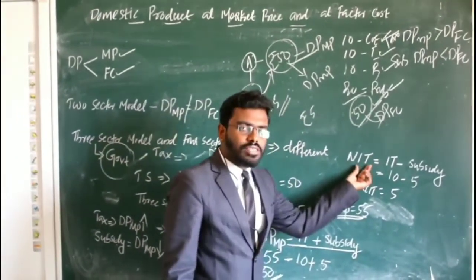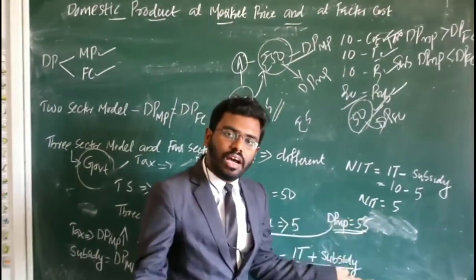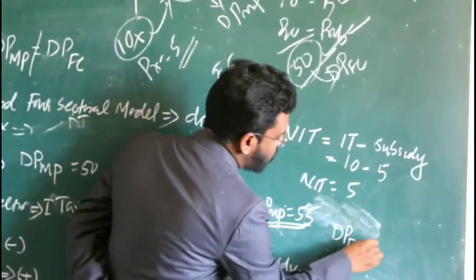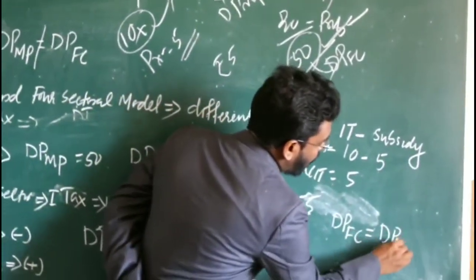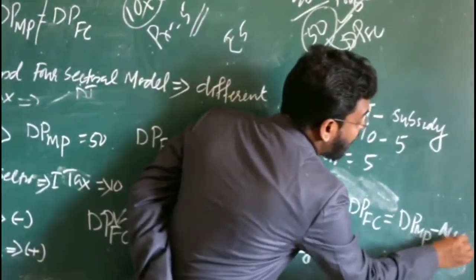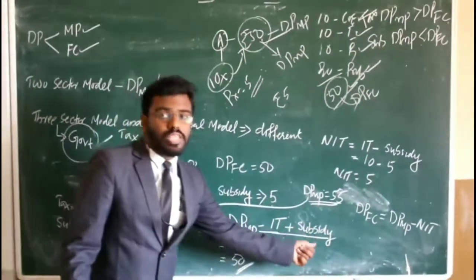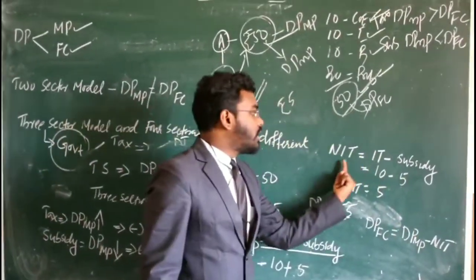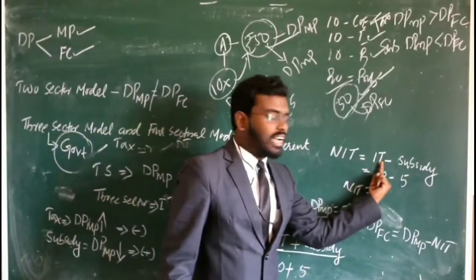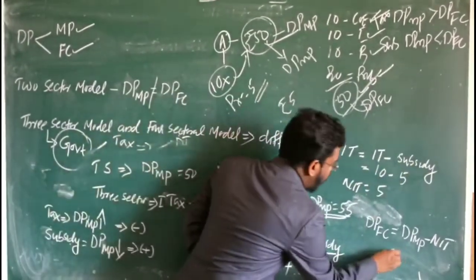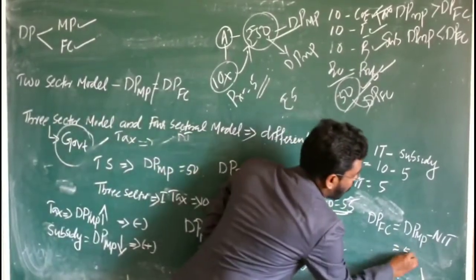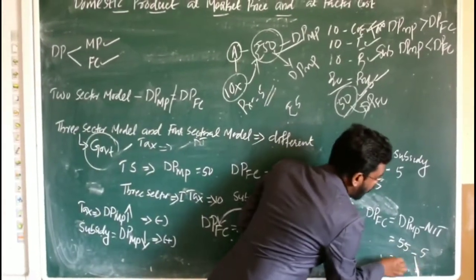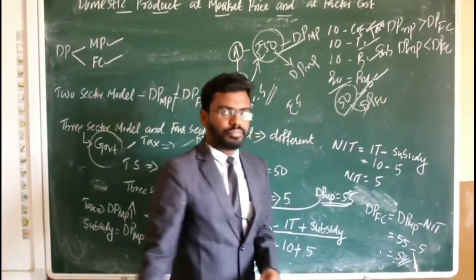And after calculating this net indirect tax, we can easily calculate domestic product at factor cost. That is, domestic product at factor cost is equal to domestic product at market price minus NIT. No need to bother about IT and subsidy, just subtract NIT. How can we calculate this NIT? NIT is equal to IT, indirect tax, minus subsidy. So DPMP, which was 55, minus NIT. NIT is how much? 5. That is equal to 50.